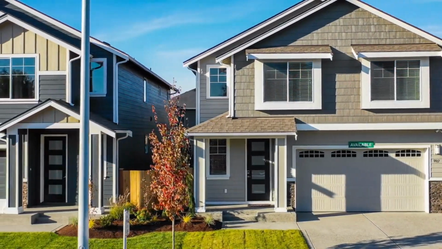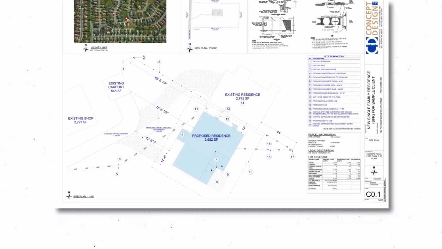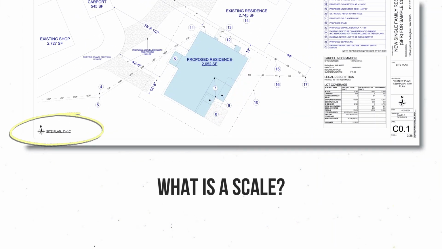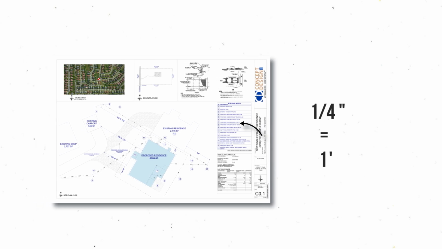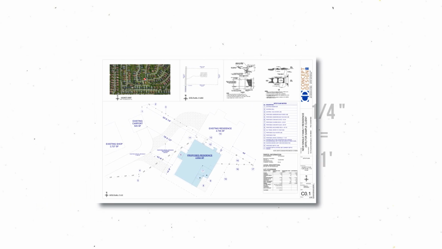So, let's start from the basics. What exactly is a scale? Simply put, a scale is the ratio between the measurements on the drawing and the actual size of the structure or object in real life. On a blueprint, the scale tells you how much smaller the drawing is compared to the real thing. For example, if the blueprint says quarter inch equals 1 foot, it means that every quarter inch on the paper represents 1 foot in real life. This helps condense huge projects onto a more manageable page size.